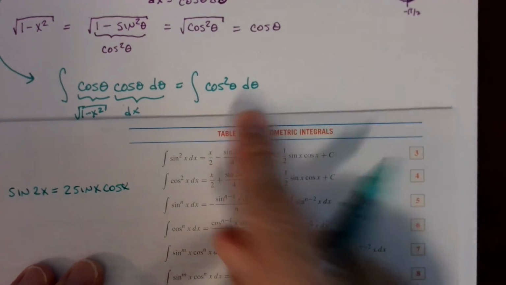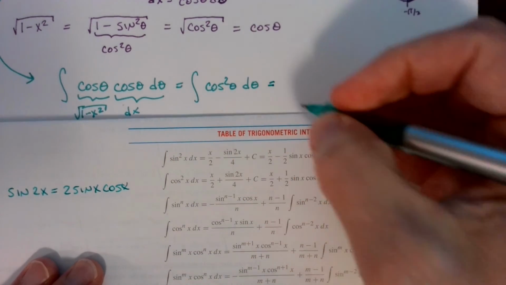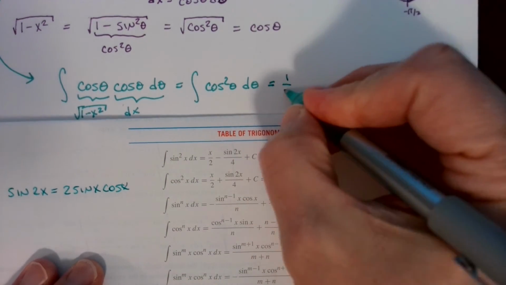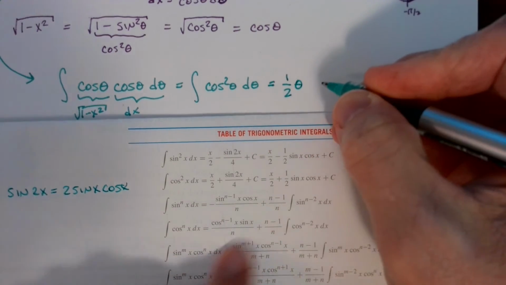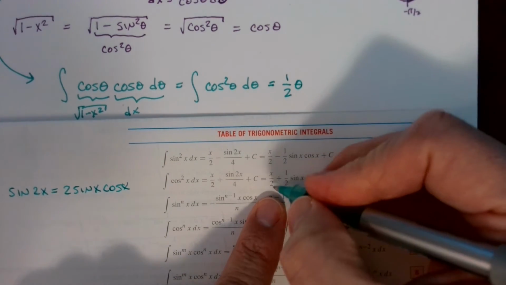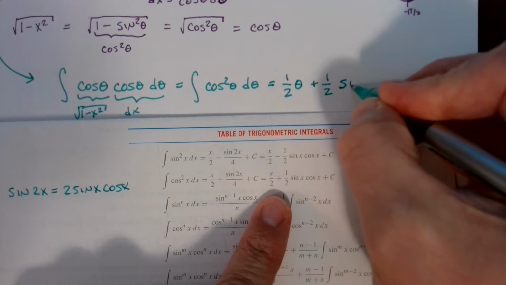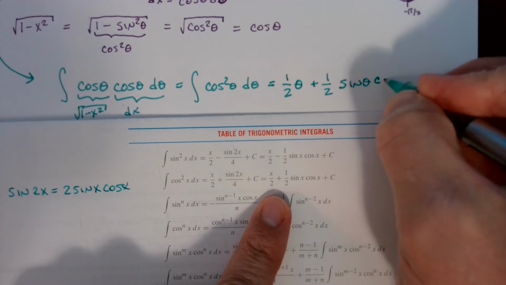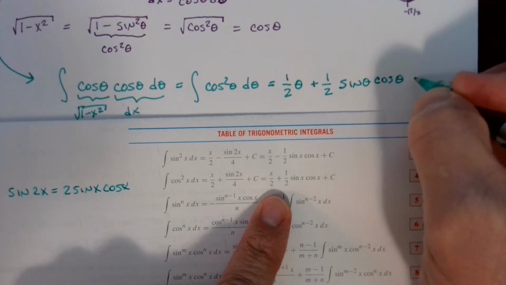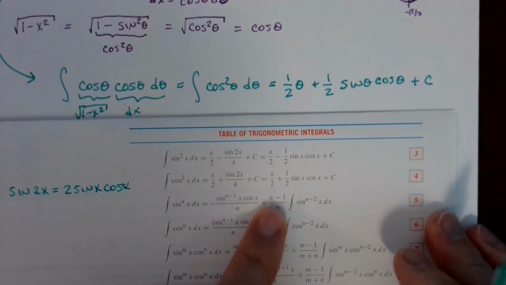Of course, I have theta here, so this will be 1/2 theta plus 1/2 sine theta cosine theta, plus c.